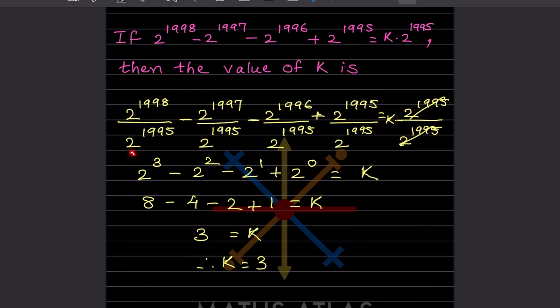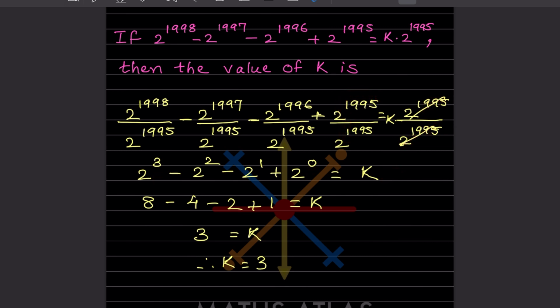Now what we can see, the base is the same. So 1998 minus 1995, because we have the formula a raised to m divided by a raised to n is a raised to m minus n. So this is going to get subtracted. So it will be 1998 minus 1995, that will be 2 raised to 3. Again here 1997, this will be 97 minus 95, that will be 2 raised to 2. 96 minus 95, that will be 1, 2 raised to 1. And this 95 minus this is going to be 2 raised to 0. This and this get cut, that will be k.